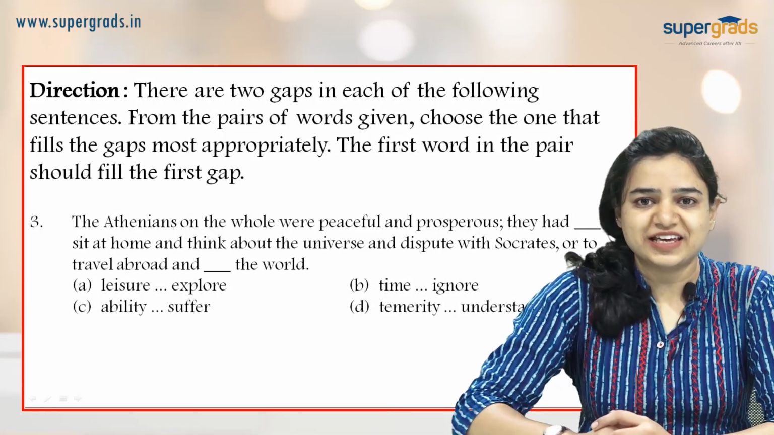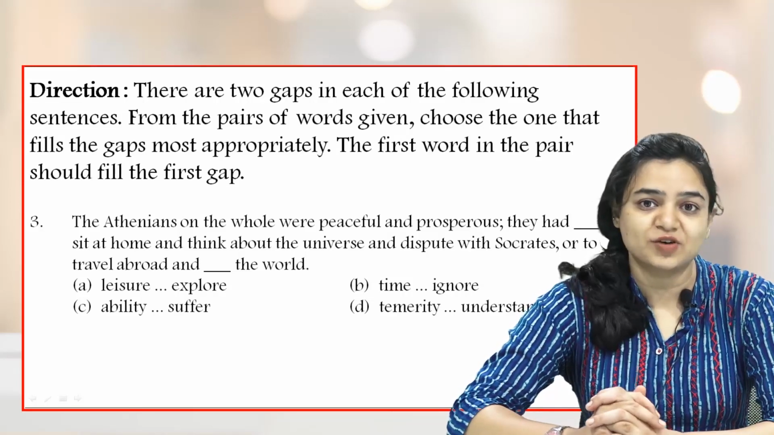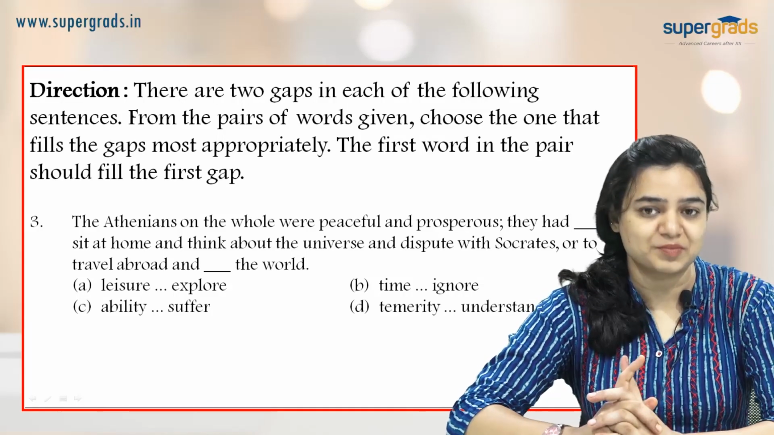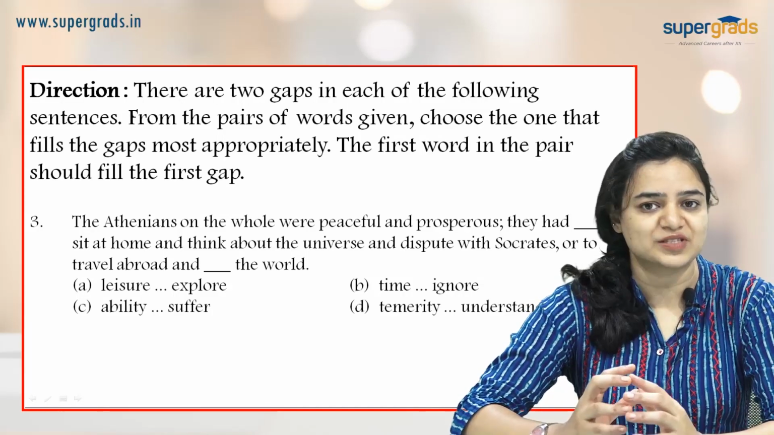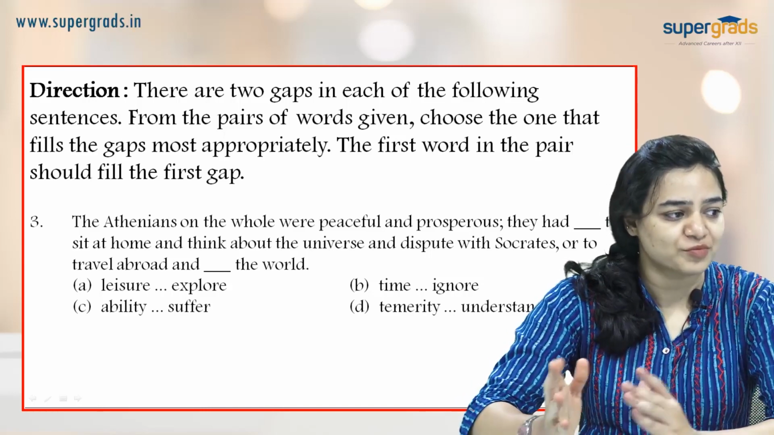Question number 3 is kind of an easy question. There are a lot of hints here. Let's see what they are. The Athenians on the whole were peaceful and prosperous. So remember that the people we are talking about are peaceful and prosperous, and they had something to sit at home. So what did they have?